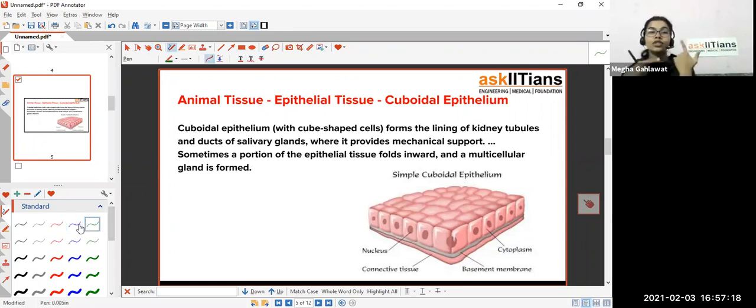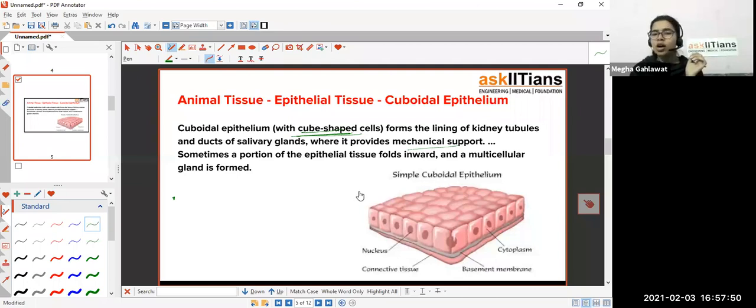Cuboidal epithelium, we have cube-shaped cells. That is why the name cuboidal epithelium. Now, what you see here is that these basically have the function of secretion and protection. Only in certain cases they also provide support. In certain cases, not all the cases.